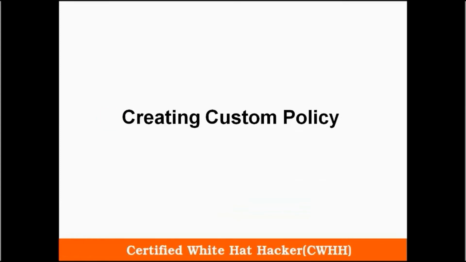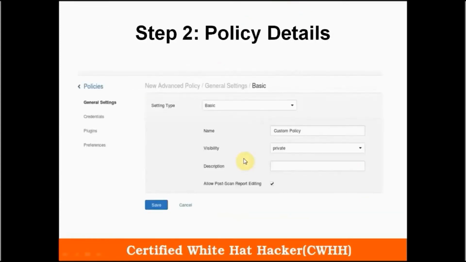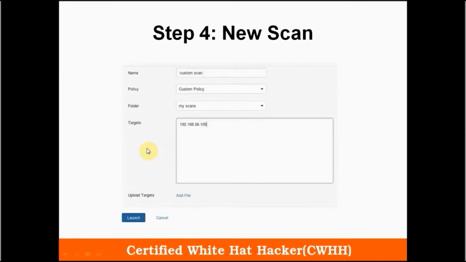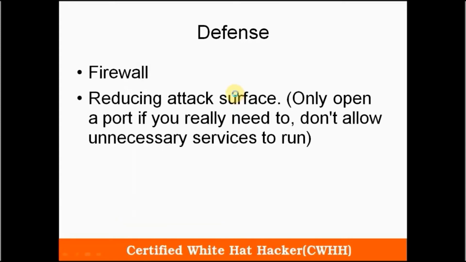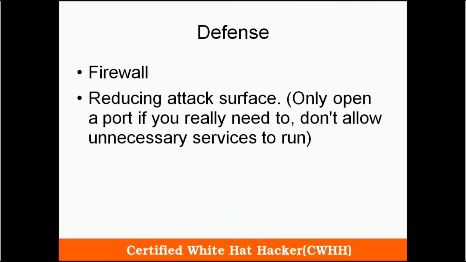So you can also create a custom policy, and for that you just give advanced policy, and you give some policy details, and you can enable whichever plugin you want. So if you want something to be enabled, you just give enabled, and it will enable all of them, and if you want to disable something you just give disabled. So after that you again go to new scan, and you give your custom policy, and you can see again it's listing the vulnerabilities after the scan has been completed.